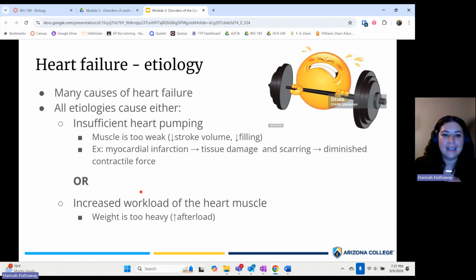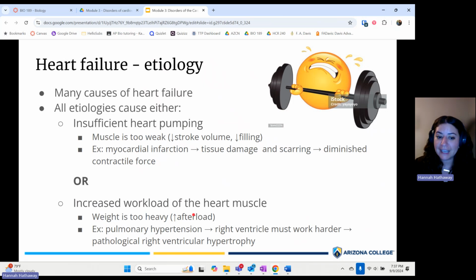So this would be heart failure caused by increased workload. So the heart is just being asked to do way more than it should have to do. So this is usually due to increased afterload. So this would be like hypertension, for example. So specifically pulmonary hypertension, which is high blood pressure in the pulmonary circulation, so in the lungs. That means that because of that, the right side of the heart is having to push so much harder to get the blood into the lungs. And so that right side of the heart is going to fail eventually because it is working overload all the time. So those are the two main causes.